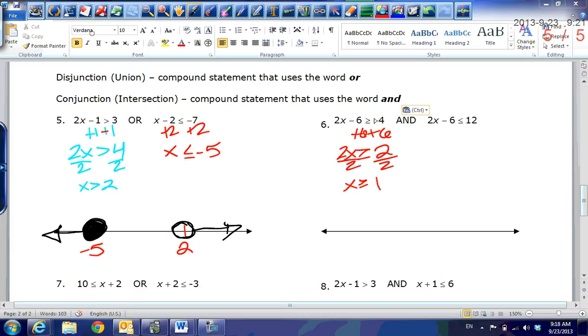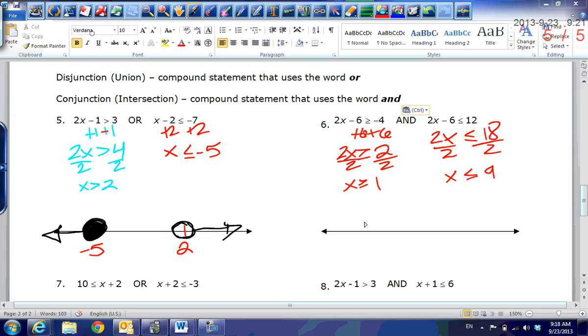Next step, or sorry, first step on my next one, I should say. I'll add 6 and do the same thing again. So 2x is less than or equal to? 18. Yeah, I'm adding 6. 12 plus 6 is 18. Then I divide by 2. x is less than or equal to 9.